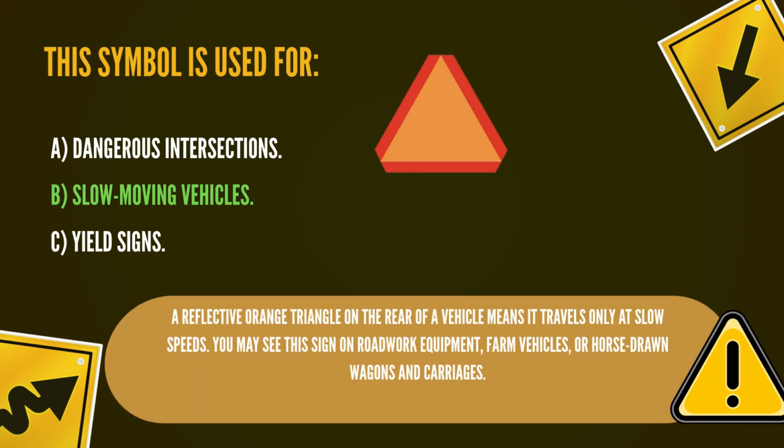Correct answer is option B. A reflective orange triangle on the rear of a vehicle means it travels only at slow speeds. You may see this sign on roadwork equipment, farm vehicles, or horse-drawn wagons and carriages.